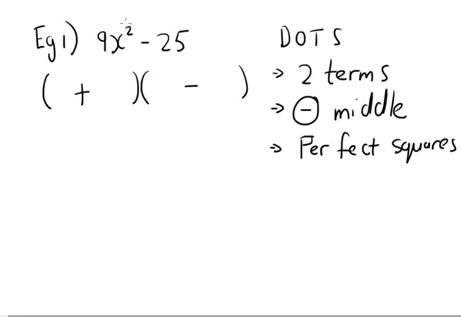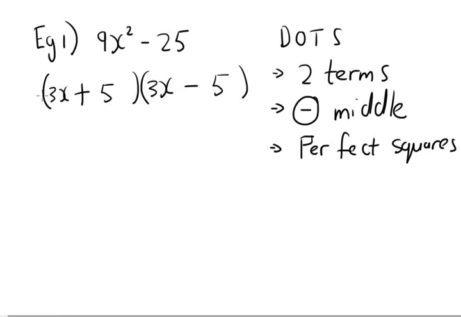And then we take the square root of the first term. So the square root of 9x squared: the square root of 9 is 3, and the square root of x squared is x. So the 3x goes over there and over there. And then we take the square root of 25, it goes over there and there. So the square root of 25 is 5.